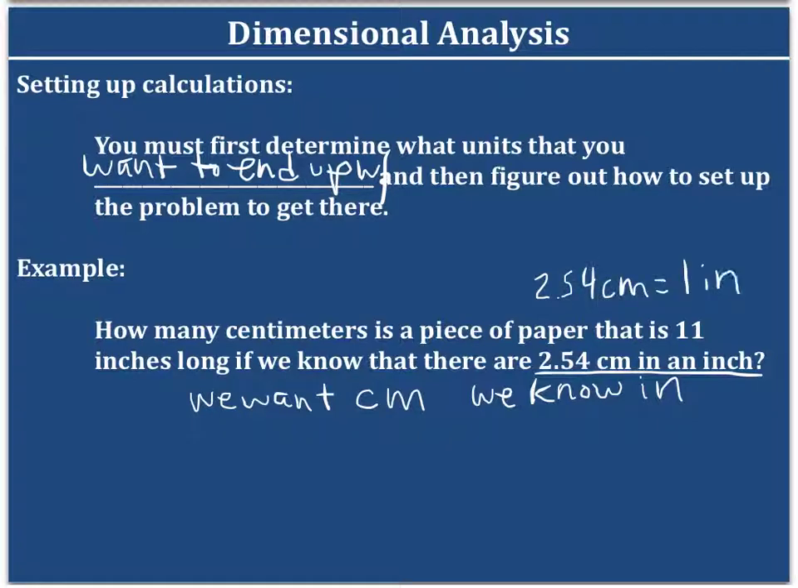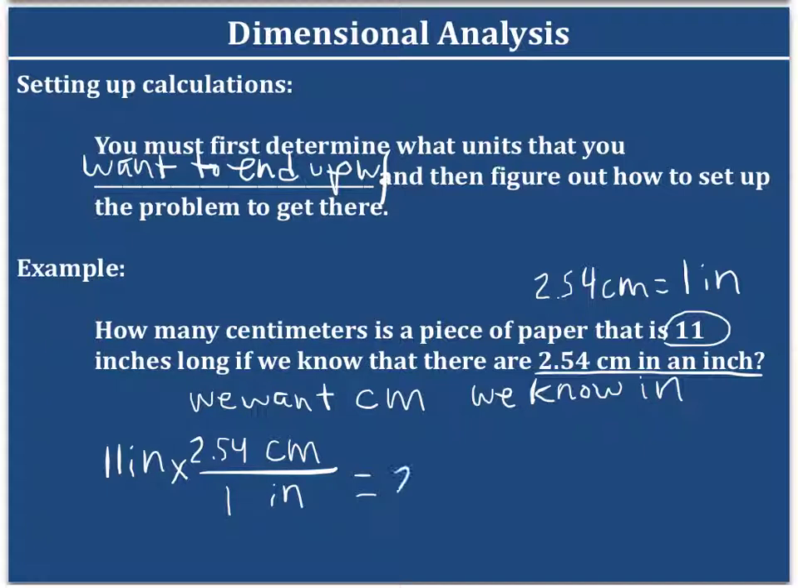So now our next thing is, the first piece of information you want to write down is what we already know. So we know 11 inches. Then we know we want to get rid of inches, so that unit goes on the bottom. We want to get into centimeters, so that unit goes on the top. And then we fill in our numbers. There's 2.54 centimeters in 1 inch. So our answer would be 27.94 centimeters. But then don't forget about sig figs, 2 sig figs, so we're going to round that to 28 centimeters.